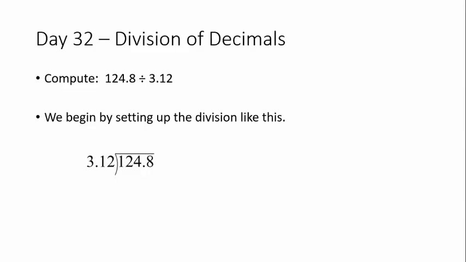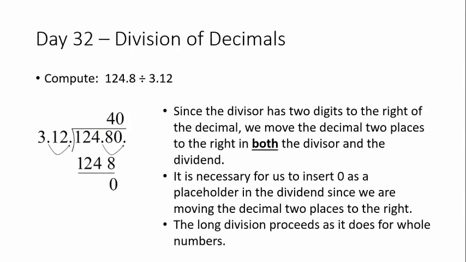So we have the division problem set up here. The divisor has 2 digits to the right of the decimal, and the dividend has 1 digit to the right of the decimal. I'm going to have to move my decimal point 2 places to the right. In order to do this, I'm going to have to add a 0 to the right of the 8 in the dividend.